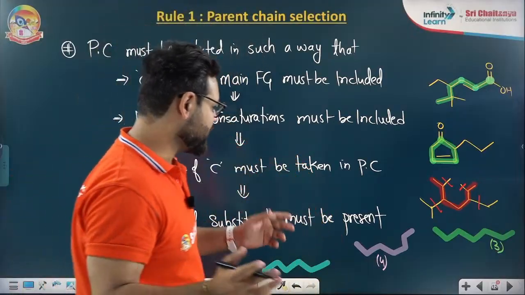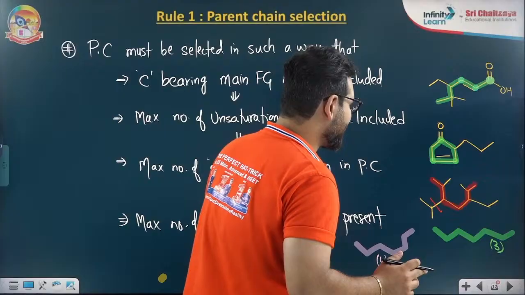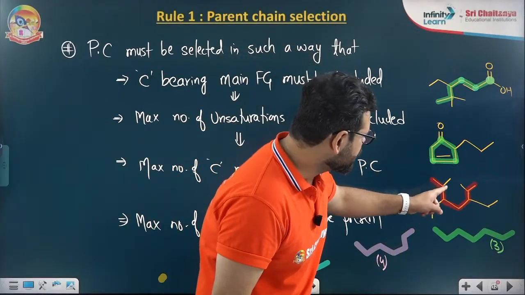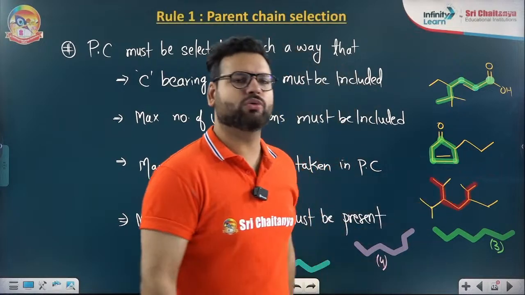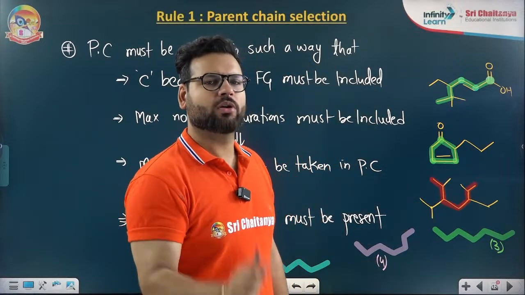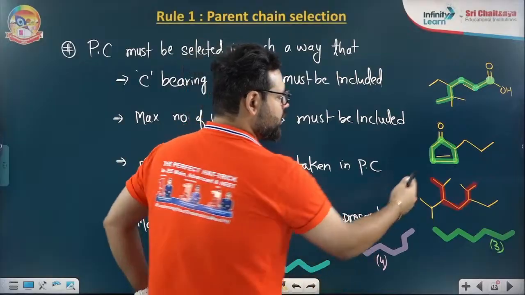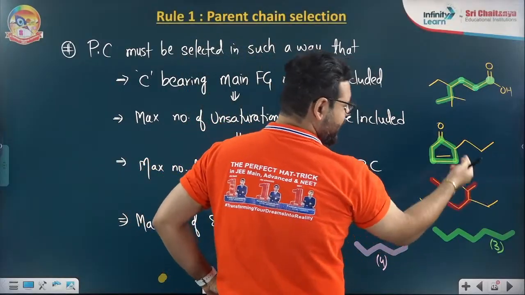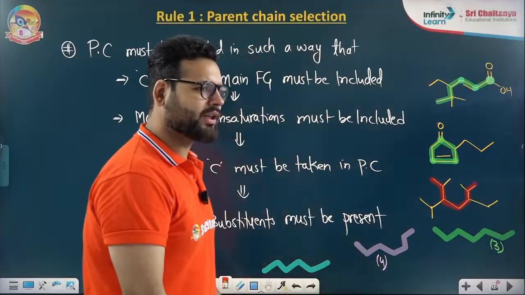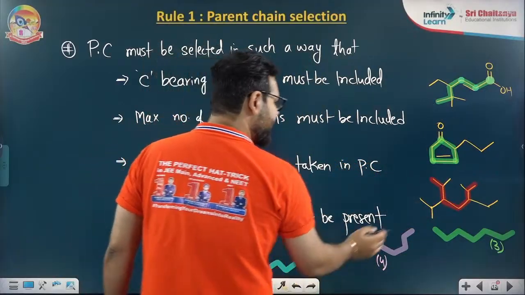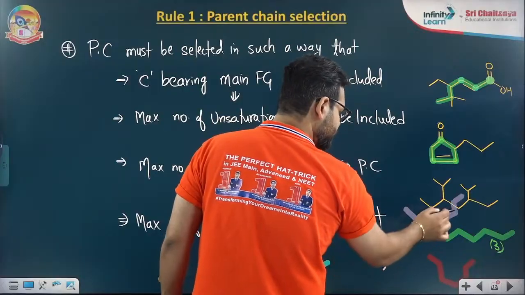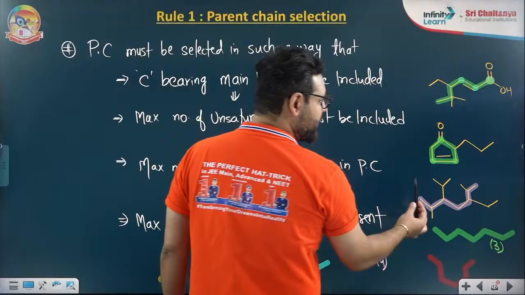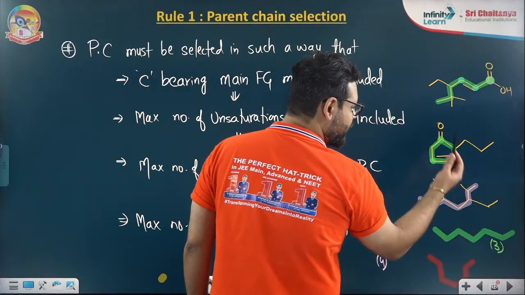Again I am showing, just see here. If I take the red one, my locants will come 2, 3, 4, 5. 2 methyl, 3 isopropyl, 4 ethyl, and 5 like this. If I take the pink one, locants are 2, 3, 4, 5.